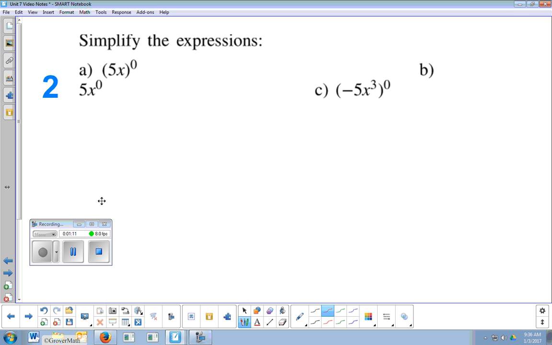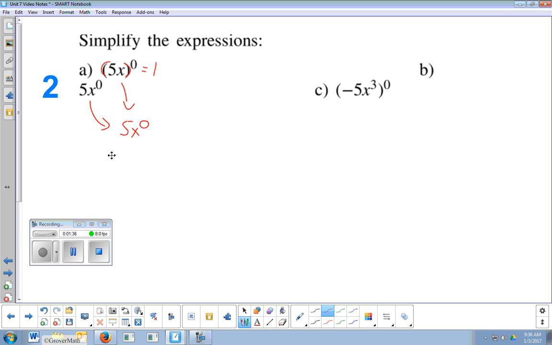So if we look at a couple of examples here, this got edited kind of weird, but (5x) to the 0, that whole thing is being raised to the 0, so this whole thing equals 1. This is b. This is supposed to be over here, but that's okay. The difference here, let me rewrite this so there's a little more space, 5x to the 0. The difference between that and this is the parentheses.